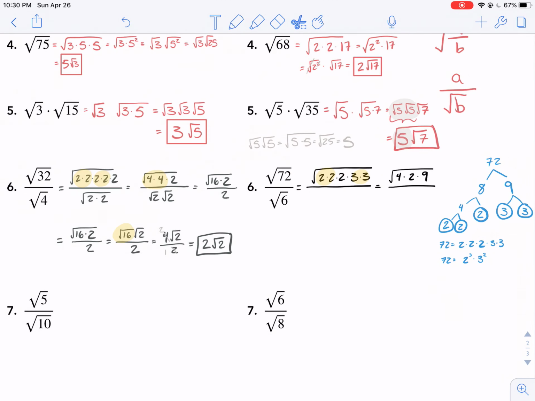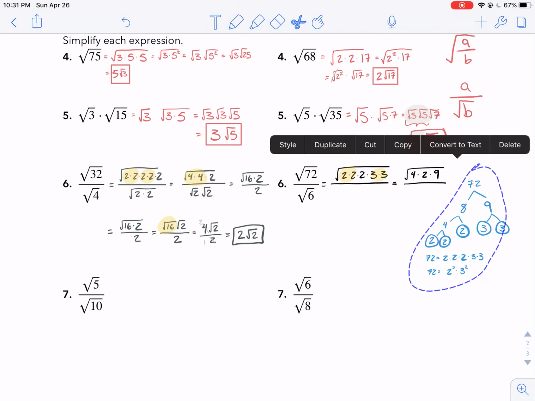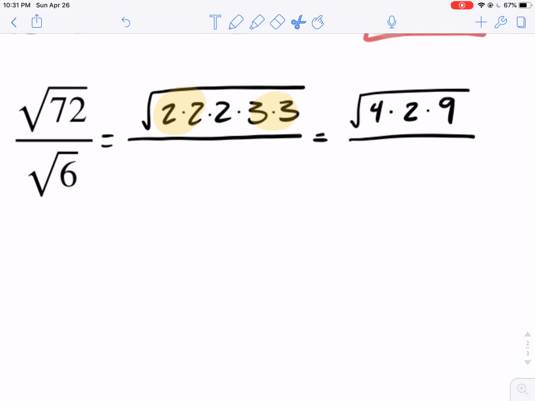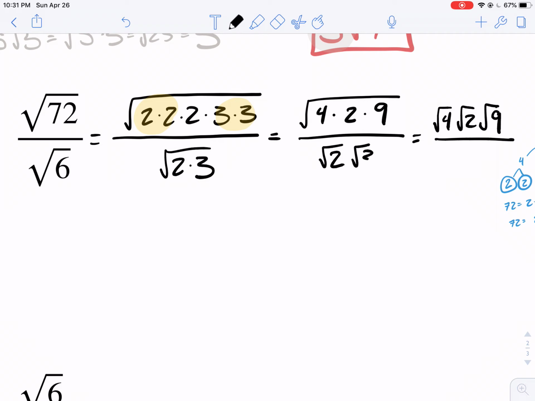And we're going to leave that there because I ran out of room. I guess I could shrink this. Maybe Notability says, you know what, Miss Van Dyke? Don't shrink it. There we go. Nice. Okay, so while we're there, we can break this up into the square root of 4 times the square root of 2 times the square root of 9. Okay, let's work on our denominator. 6 is the same thing as 2 times 3, so we can also split that up into the square root of 2 times the square root of 3.